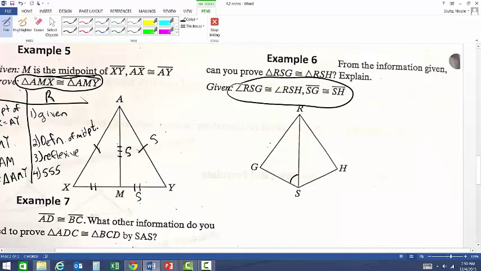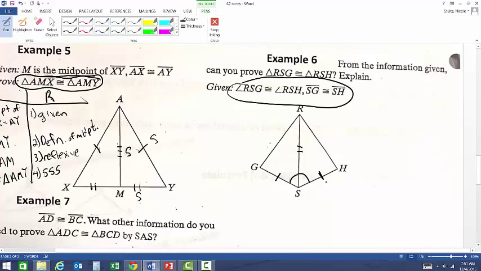RSG and RSH are both congruent, so they can get a rainbow. SG and SH are also congruent. And right away, I recognize that RS is a shared side, so I must put tick marks on that. Remember, Mrs. Stotts will not be putting them on for you. You've got to do that yourself.